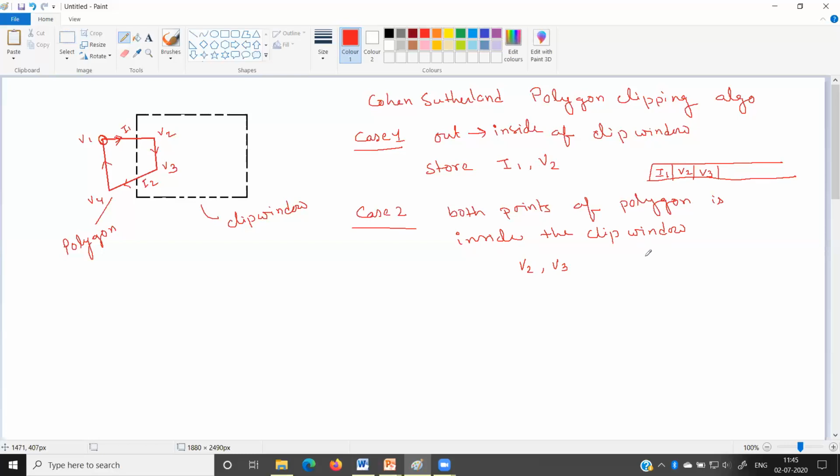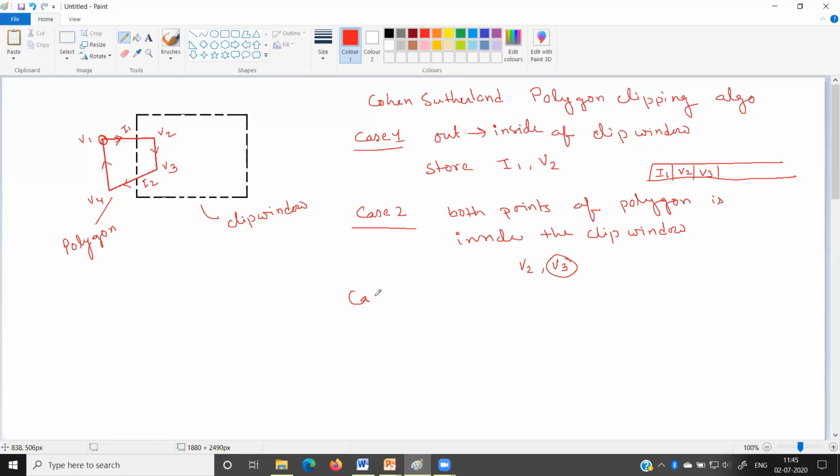Okay. So again I am repeating case 2. While we are traversing through the polygon, if both the points V2 and V3 are inside the clip window, in that case we have to store both the vertices, but as the previous vertex is already stored once, we don't need to store it again. So the logic is, if while we are traversing from one edge to another edge both the vertices are inside, then store only the second one or last one. That means we have to store only V3.